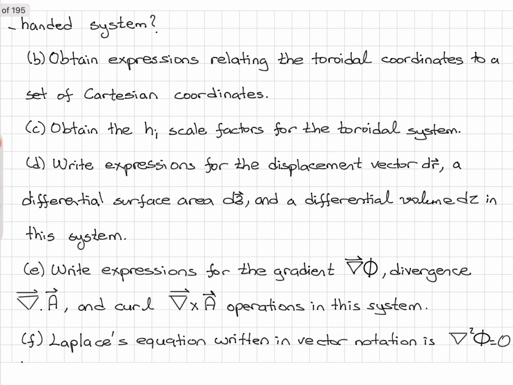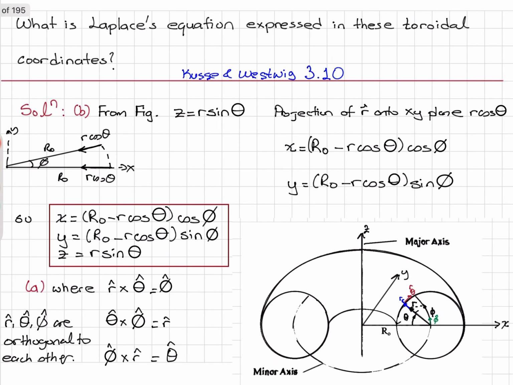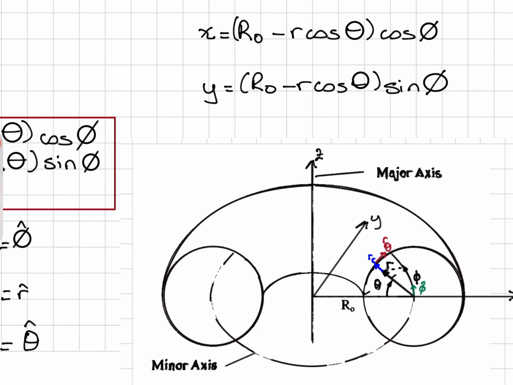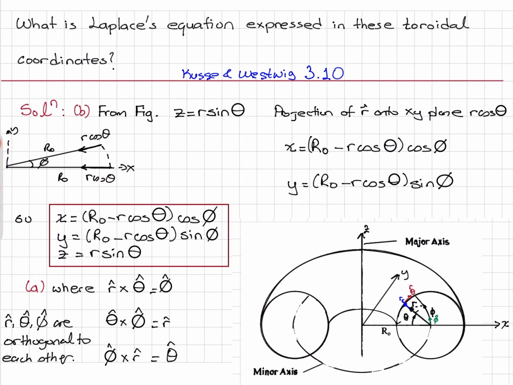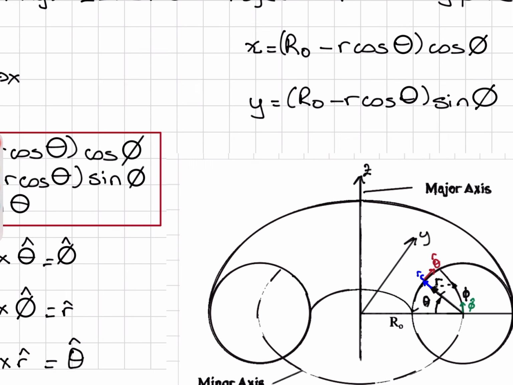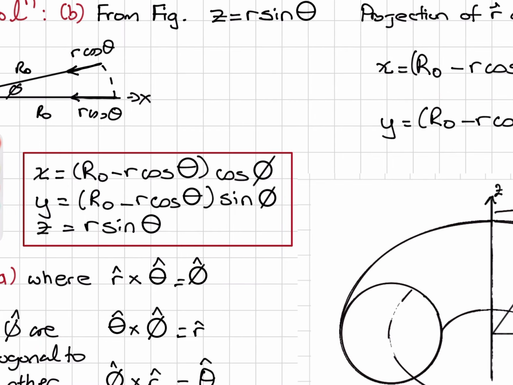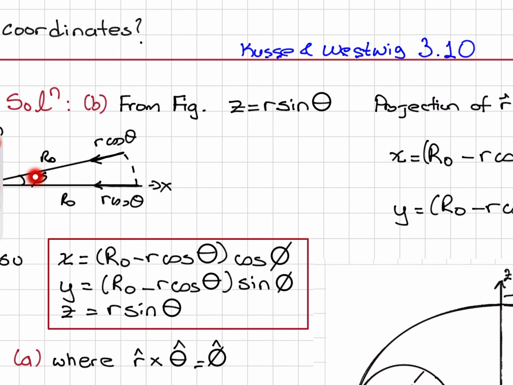Now in part B, we were asked to obtain expressions relating toroidal coordinates to Cartesian coordinates. So if this is r, and theta is the angle with respect to the xy plane, r sine theta gives me z. And if I take the projection onto the xy plane, r cosine theta gives me the projection onto the xy plane, but phi is the angular position with respect to the x-axis.